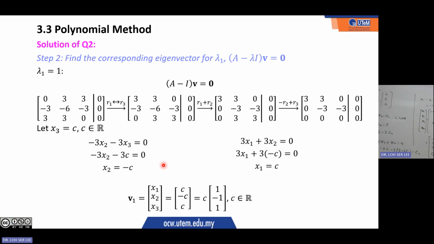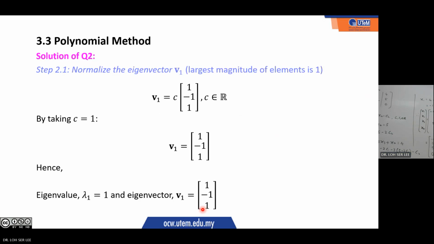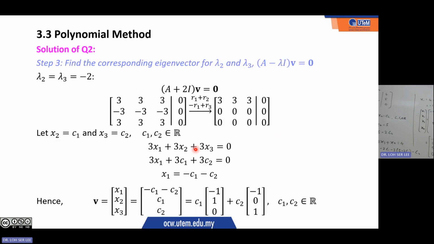Put your X1, X2, X3 into a vector, factorize the C. Then this one is actually what we want, so we just let C be 1. Then you get your V1. It's the same process as the 2 by 2 matrix just now, right? So what is the difference now?